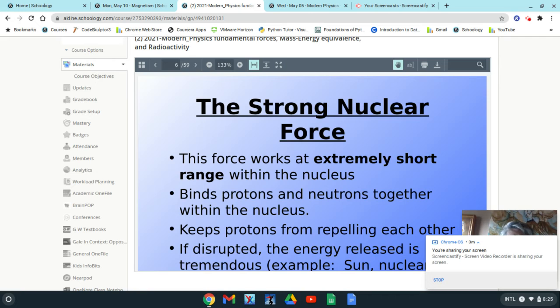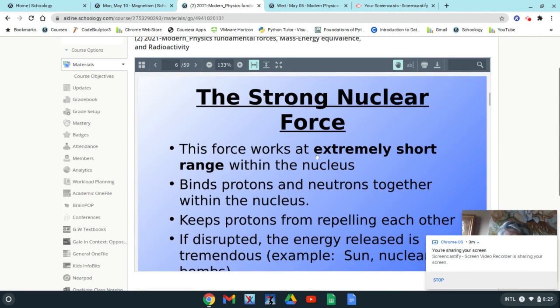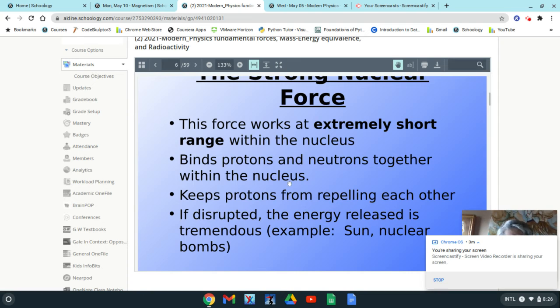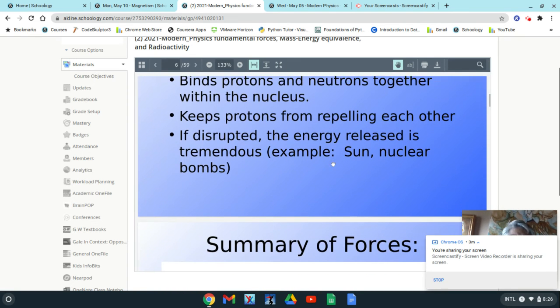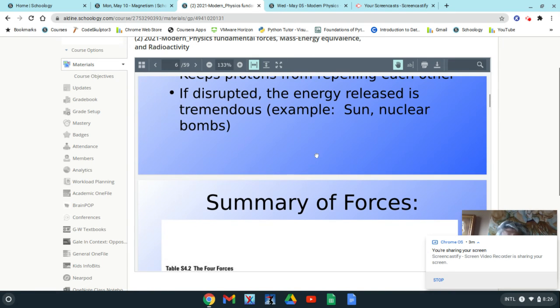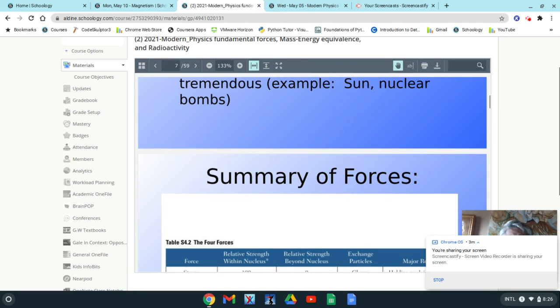And that is where the strong nuclear force comes in. It works at really short distances. That means within the range of an atom, let's say one atom away from an atom, it has a really, really strong force. It'll pull anything that comes near it. But if you're a little bit further away from that, you can barely feel it. So that's what we call a short range force. It only acts when you're really close to it. So it binds protons and neutrons and holds them together. It's like a glue, and keeps protons from repelling each other. And if it is disrupted, it releases a whole bunch of energy.